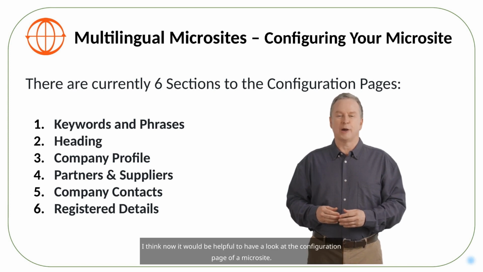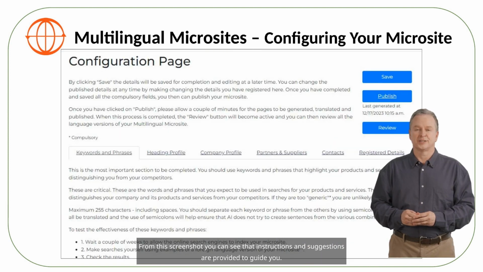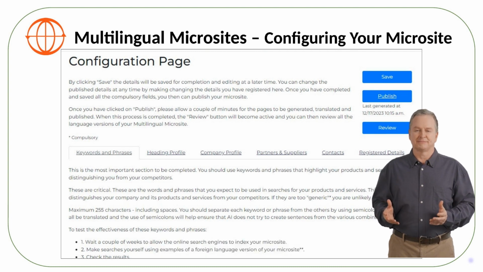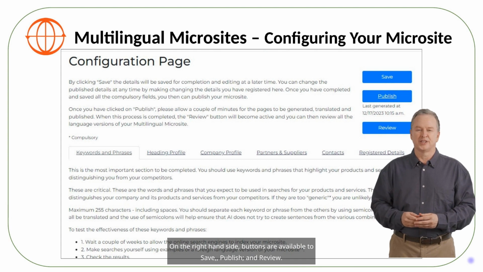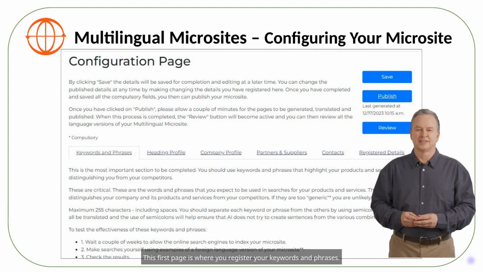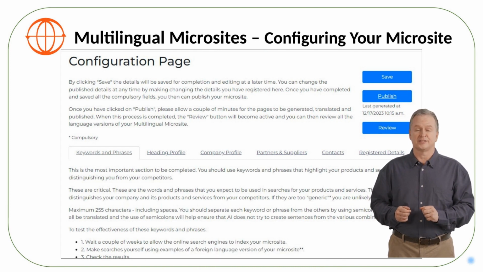Okay, I think now it would be helpful to have a look at the configuration page of a microsite. From this screenshot you can see that instructions and suggestions are provided to guide you. On the right-hand side, buttons are available to save, publish, and review. This first page is where you register your keywords and phrases. Then there are the tabs to each of the other sections.